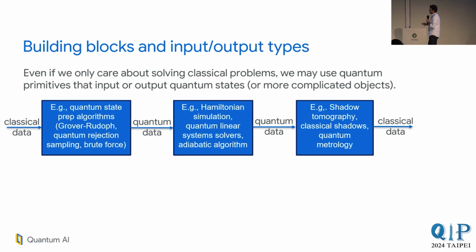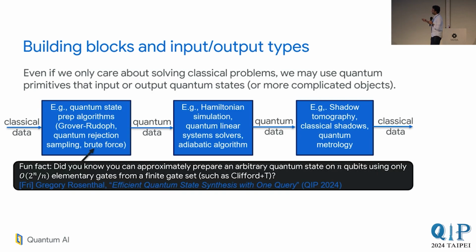And here are some examples of primitives that have all of these features. If you want to go from classical data to quantum data, all kinds of quantum state prep algorithms, so quantum algorithms that prepare a quantum state given some kind of classical description of it, would be an example of such a primitive. These are examples of some quantum state prep primitives that might be useful in quantum algorithm design. Grover-Rudolph is a well-known way of making quantum states with certain properties. There's something called quantum rejection sampling. There's also the brute force algorithm, where you can just make any quantum state with some number of gates.